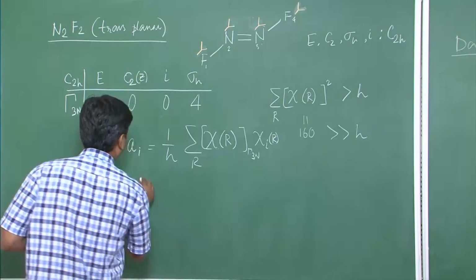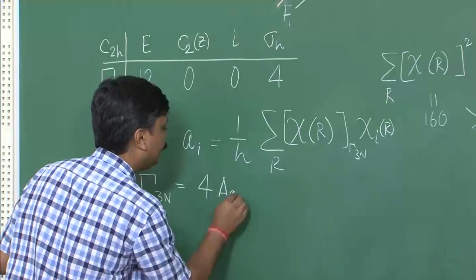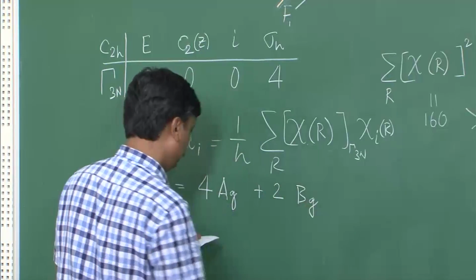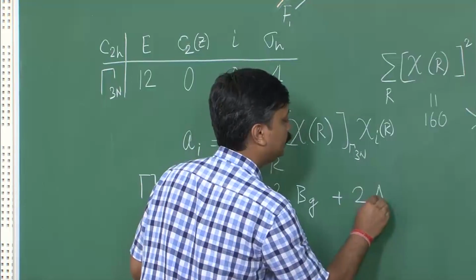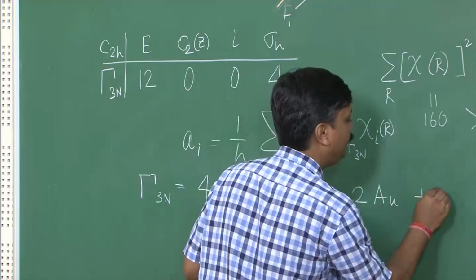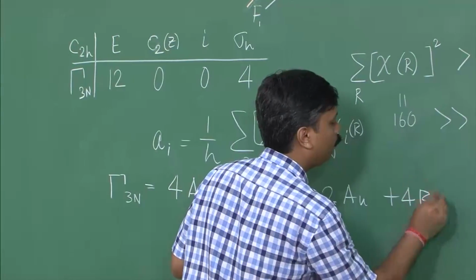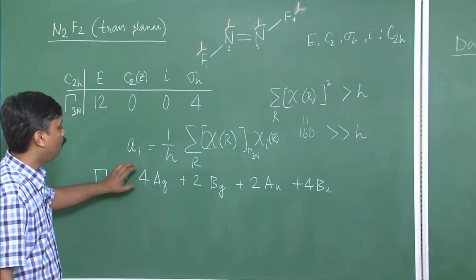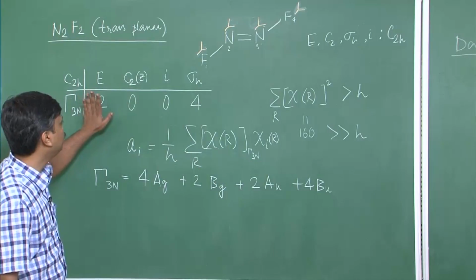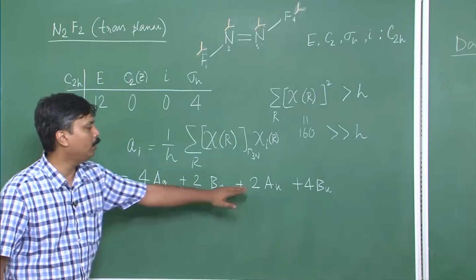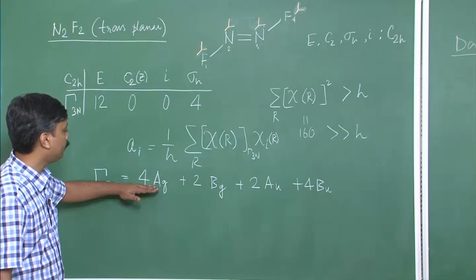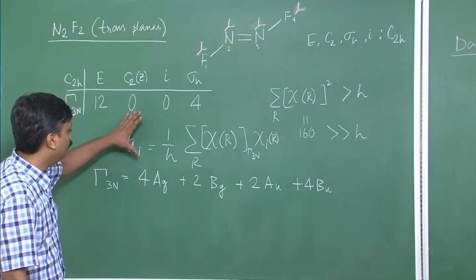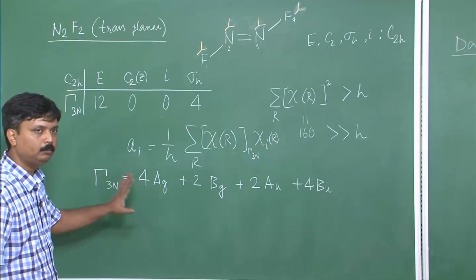If I write this, it will be 4 ag plus 2 bg plus twice au, and bu will occur 4 times. If I check whether this is correct, all the dimensions will match up to the dimension of this particular representation. All of them are one-dimensional representations, and I have a total of 12 as my dimension, which is the same as this. So my reduction of this representation is correct.